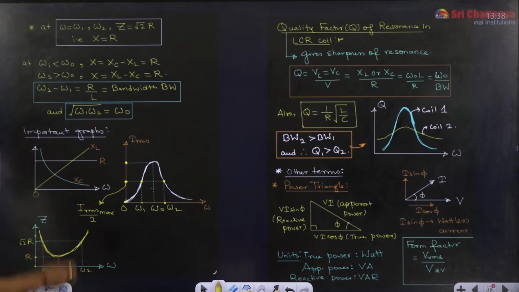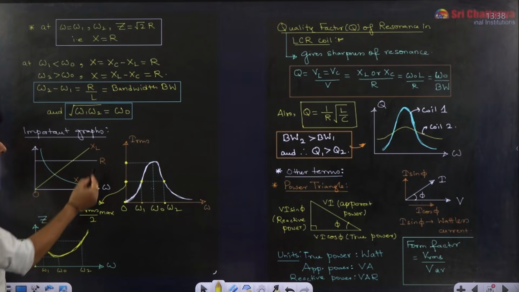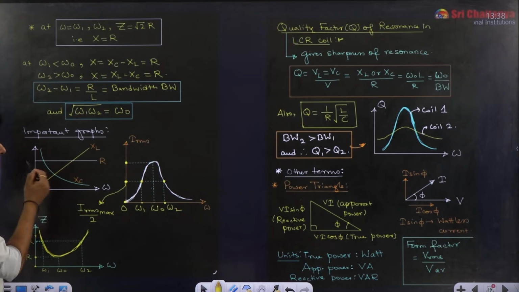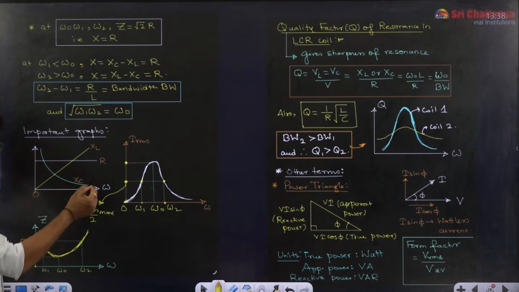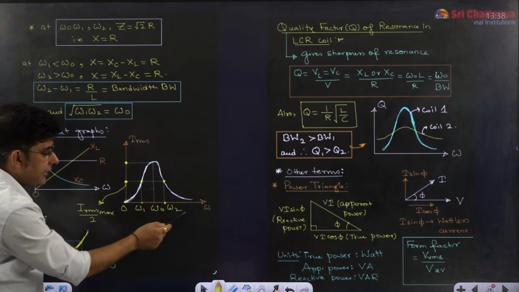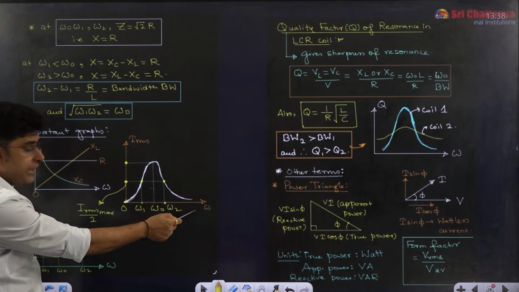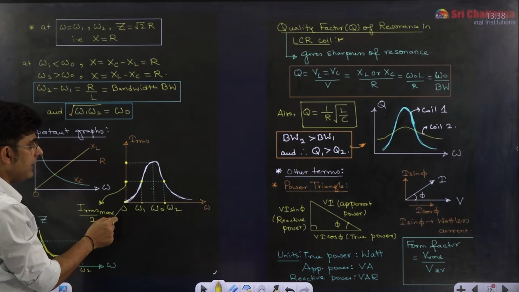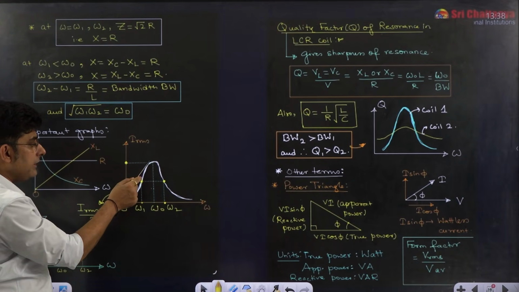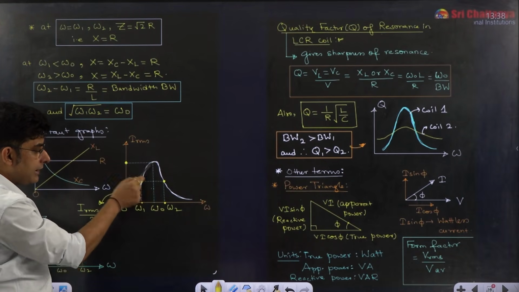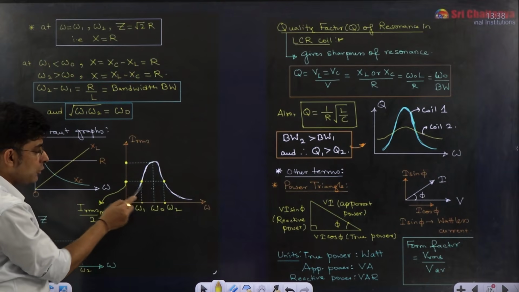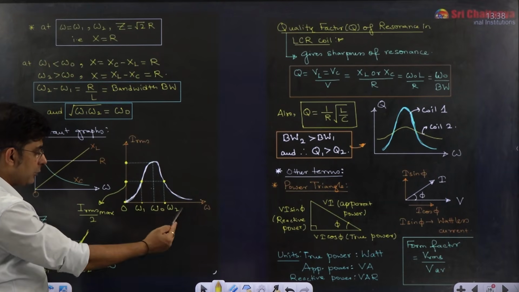Important graphs. XL is omega L, XC is 1 by omega C, and resistance is independent of omega. So XC versus omega variation is a rectangular hyperbola, XL versus omega is a straight line passing through the origin, and R is a constant graph. If you see the RMS current variation in the circuit with omega, as you change the frequency, current will start increasing, reach a peak value at the resonant frequency, and then decrease again. I have shown the two half power frequencies omega 1 and omega 2 on both sides.